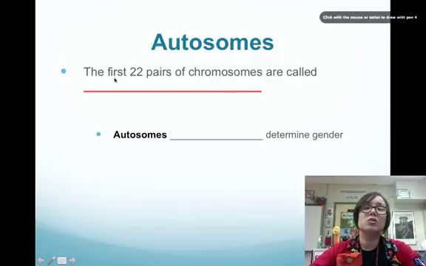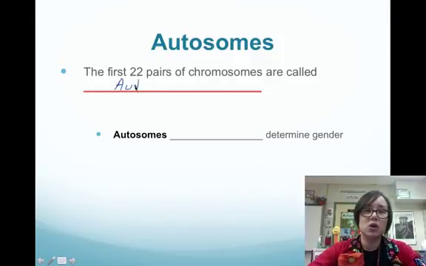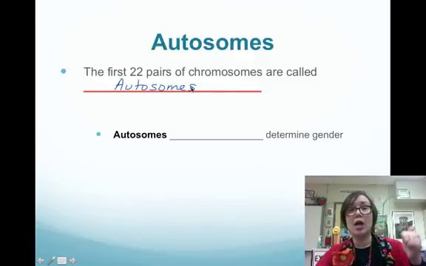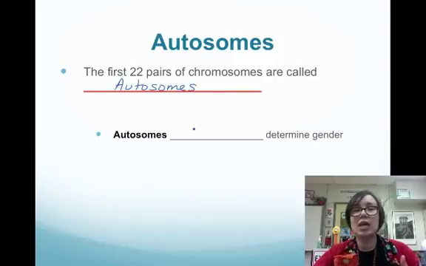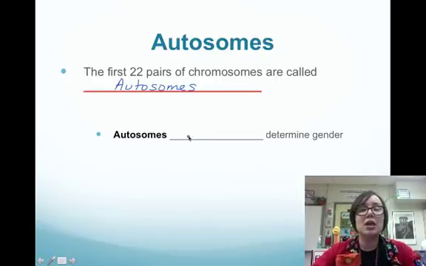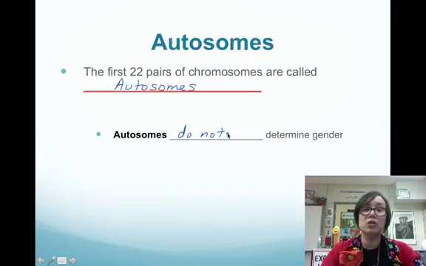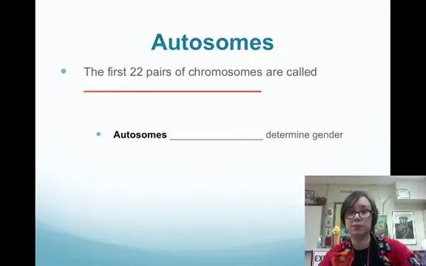So the first 22 pairs of chromosomes are referred to as autosomes. So autosomes are chromosome pair 1, 2, 3, 4, all the way up to pair 22. The unique thing about autosomes is that they can control lots of things: hair color, eye color, the shape of your nose, how tall you're going to be. But there's one thing that autosomes never control. So autosomes do not determine gender. They have nothing to do with whether you're going to be a male or a female.